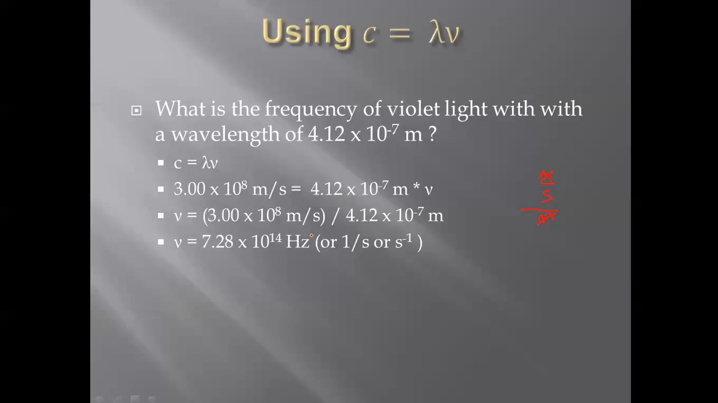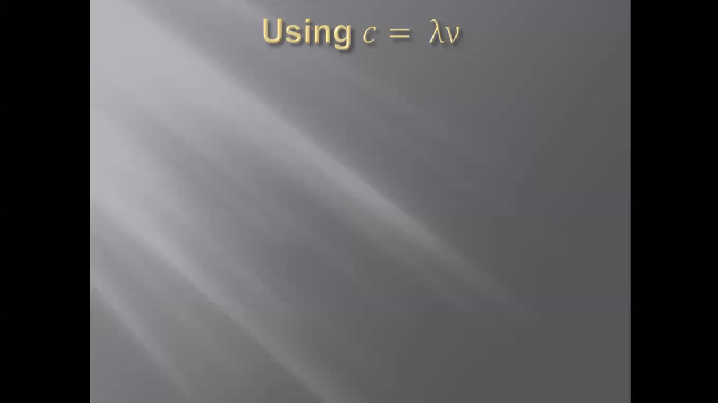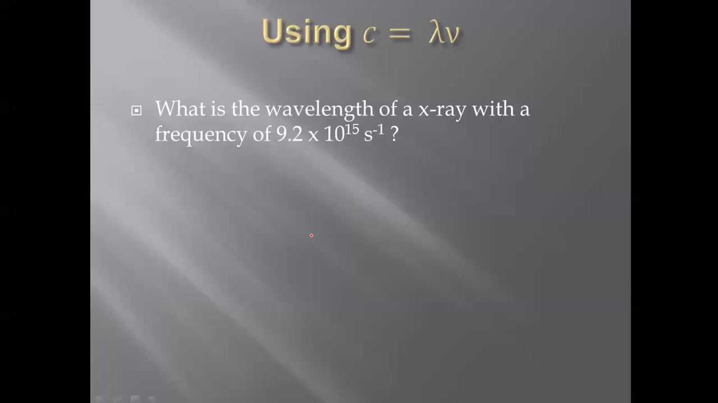We're going to look at another example. What is the wavelength of an X-ray with a frequency of 4.92 times 10 to the 15th 1 over seconds? So it's given us the frequency as seconds to the minus 1 here instead of hertz. But again, it's all the same.